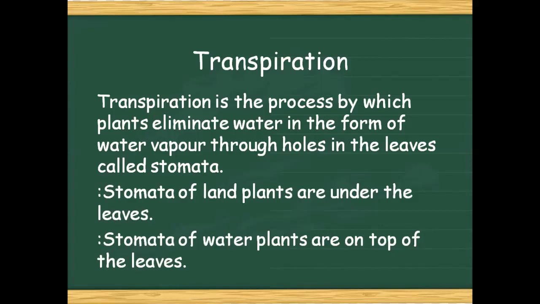Now, they lose water in the form of water vapor through holes in the leaves, all right? The holes are called stomata. Now, stomata of land plants, remember, are under the leaves, whereas stomata of water plants are on top of the leaves.